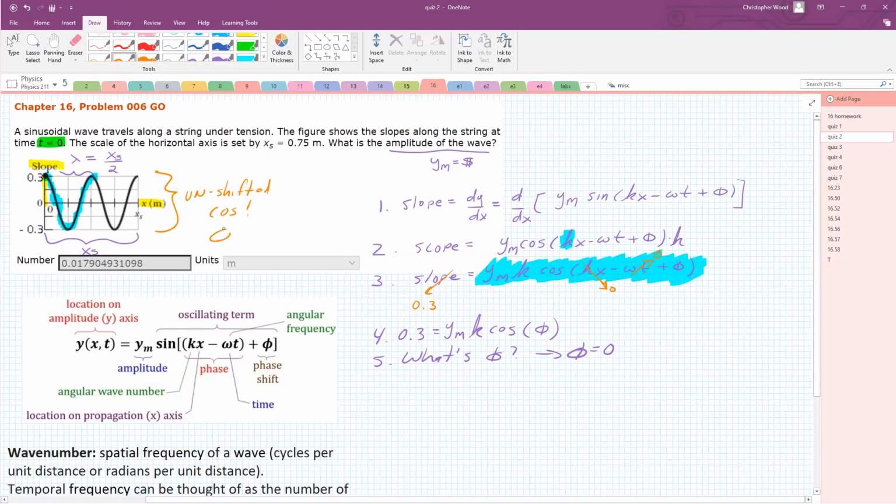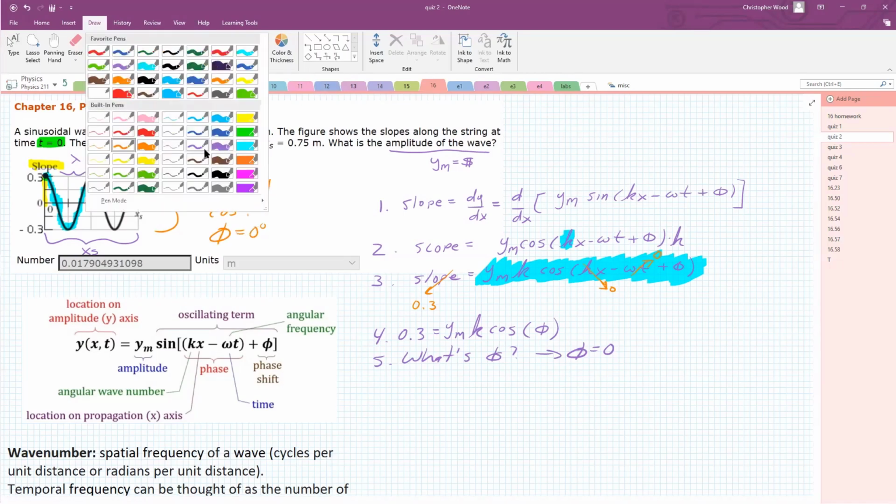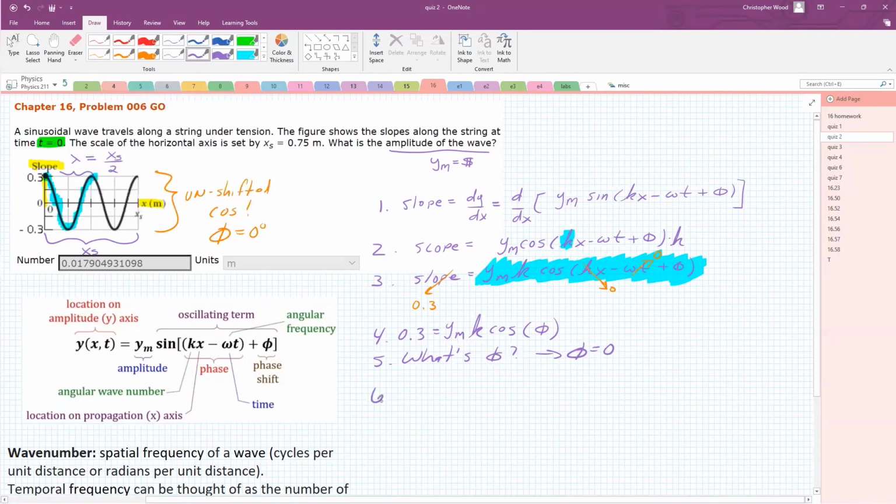So that means phi equals 0, no shift. All right, so now this is what we have: 0.3 equals y sub m k times cosine of 0. Cosine of 0 equals 1. So great success, almost. My wave amplitude equals 0.3 all over k. So then, what's k equal?